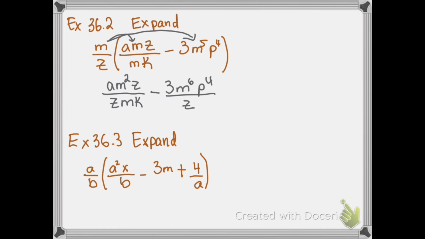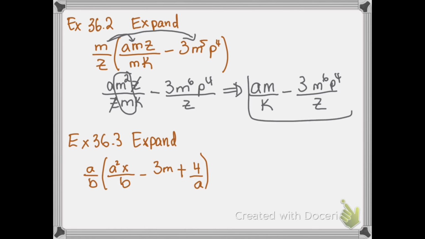And again, we have to simplify. So what we are going to do is divide these m's and also cancel the z's. So the answer will be m^2 divided by m is m, and then k in the denominator, minus 3 m^6 p^4 c. There's nothing else we can do in that one, so we leave it like that.